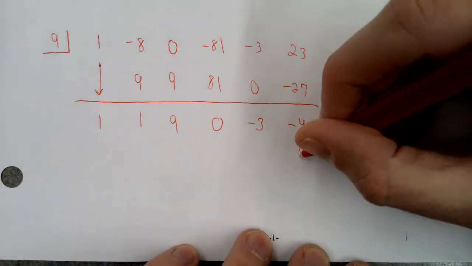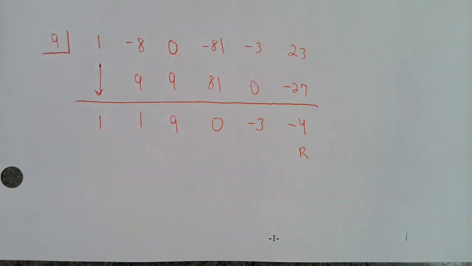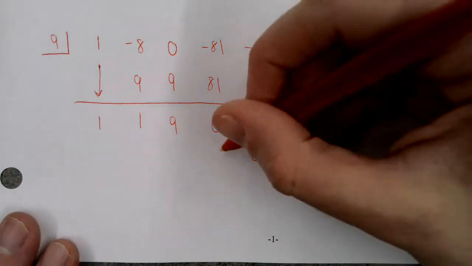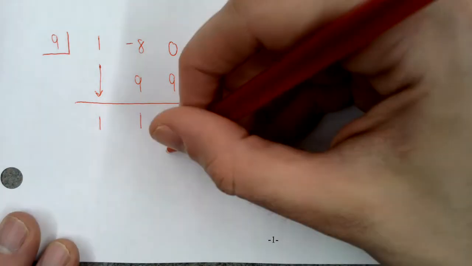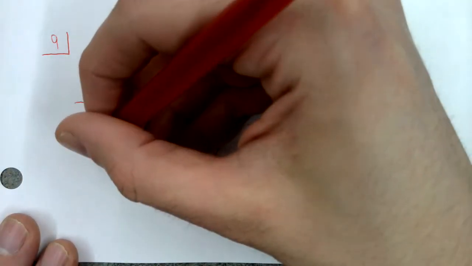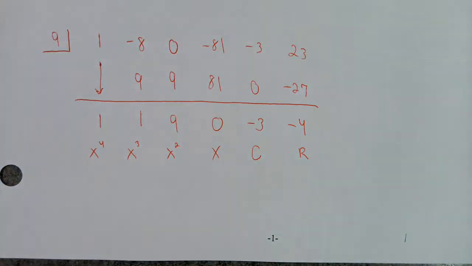Okay, so remember, this is your remainder. I'll just put an R there. This is your constant. I'll just put a C there. This is your x term. That's your x squared term. That's your x cubed term. That's your x to the fourth term, and so on.